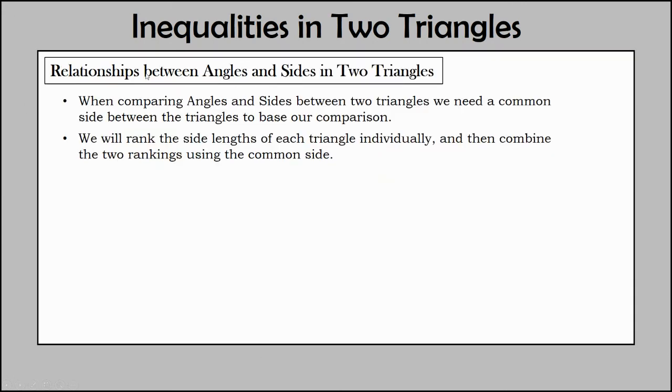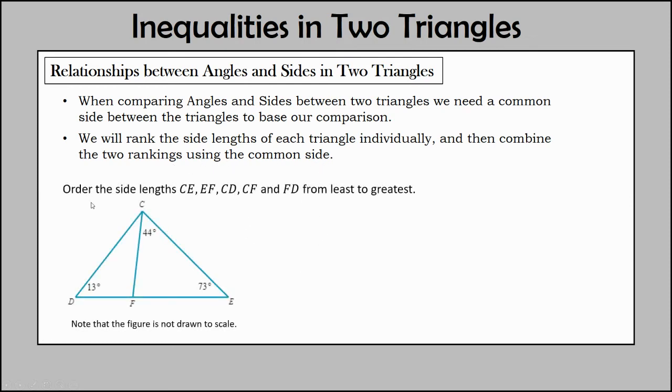Okay, the other thing we're going to do is look at the relationship between angles and sides in two triangles. And these two triangles are going to share a common side. So when comparing angles and sides between two triangles, we need a common side between the triangles to use as our base of comparison. All right, so we're going to rank the side lengths of each triangle individually, and then we'll combine the two rankings using that common side. Okay, so here we go.